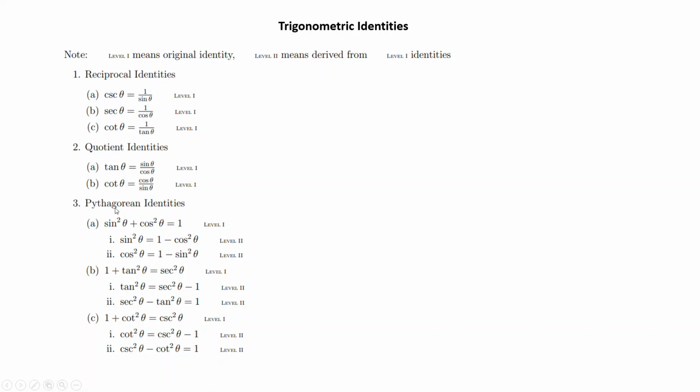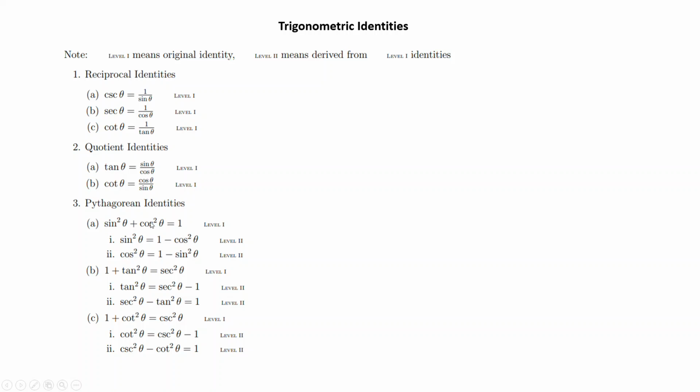But then there are some things called Pythagorean identities. I'll pick these two, the sine square theta plus cosine square theta equals 1, and this 1 plus tangent square theta equals secant square theta, and prove them. But this is what they say. Sine square theta plus cosine square theta is equal to 1. And now, that's a level 1 identity. But from this identity, by doing simple algebra, we can come up with two more identities, as this 1 and 2 that you see here.